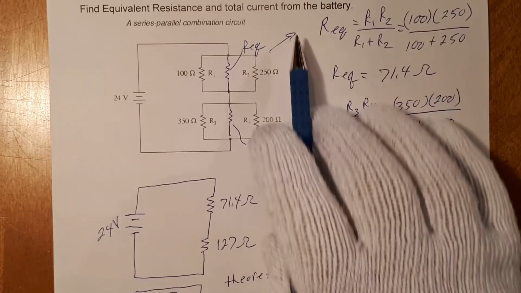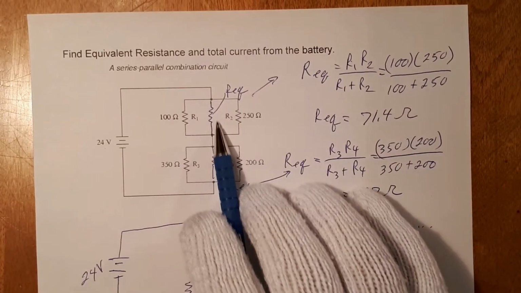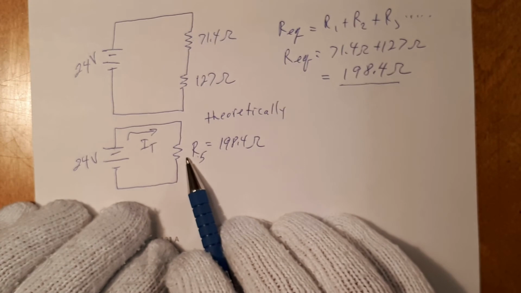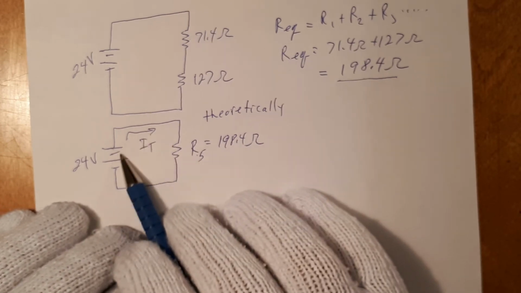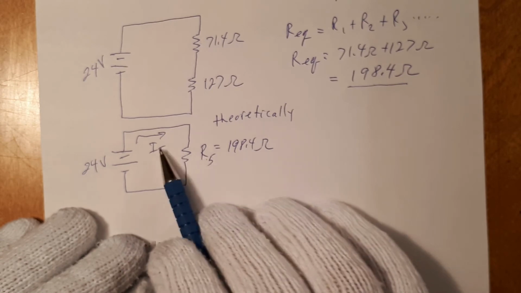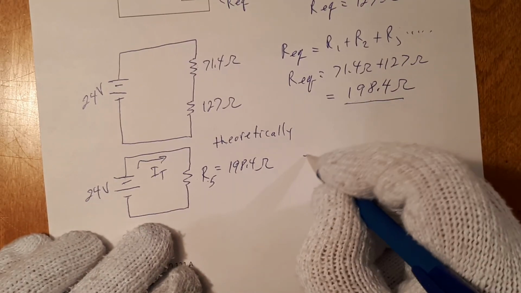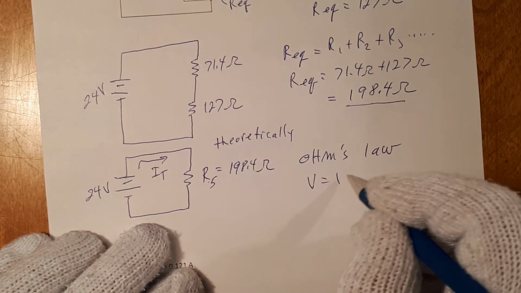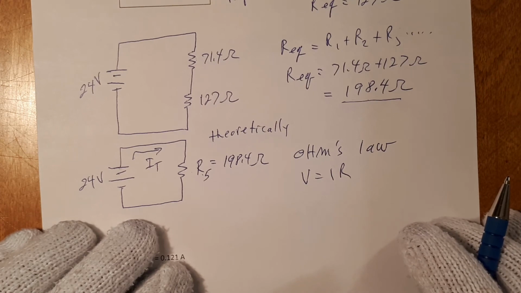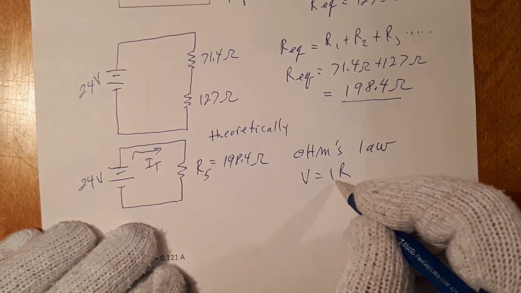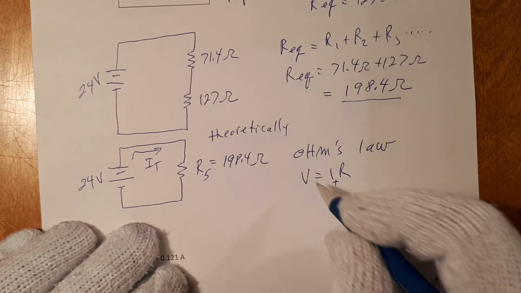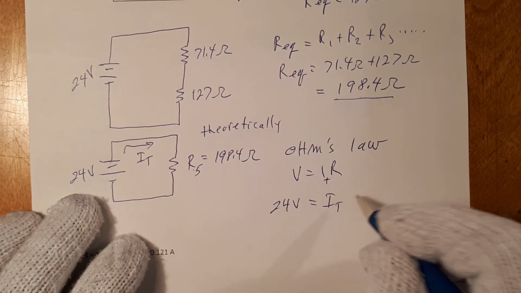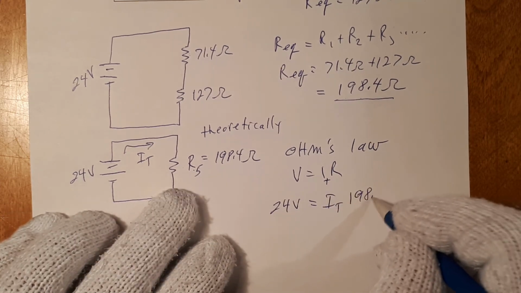And now we're asked to find what the current is. It's difficult to find the current in this scenario here, but it's a whole lot easier once you've reduced all the resistors into a single one. So we have this very simple circuit. We have a voltage, a resistance, and a current. So using Ohm's law, V equals IR. And we want to find the current total. Voltage is 24 volts. Current total we want to find, and the resistance is 198.4 ohms.